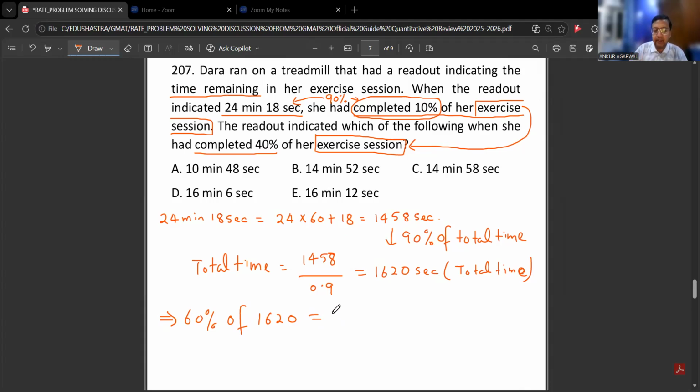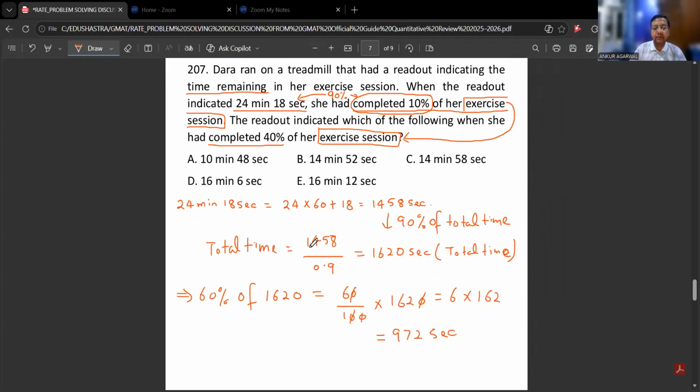Simplify this. This is 60 divided by 100, multiplied with 1620. The zeros all cancel, and this is simply 6 times 162. When you simplify this, this is coming out to be 972 seconds.